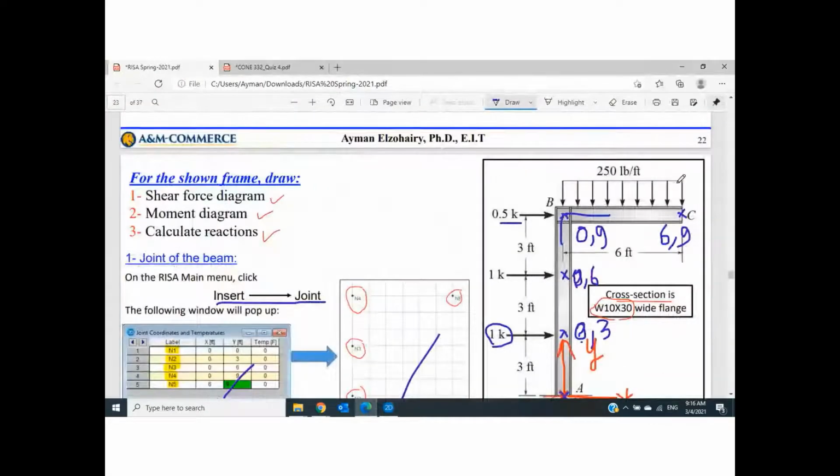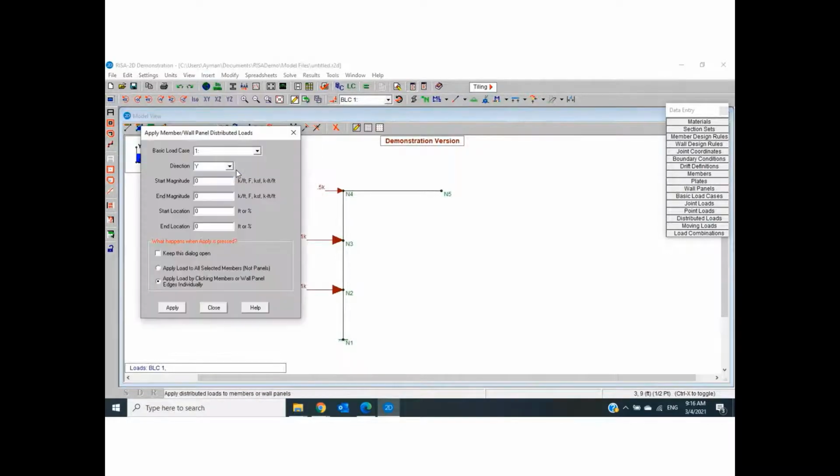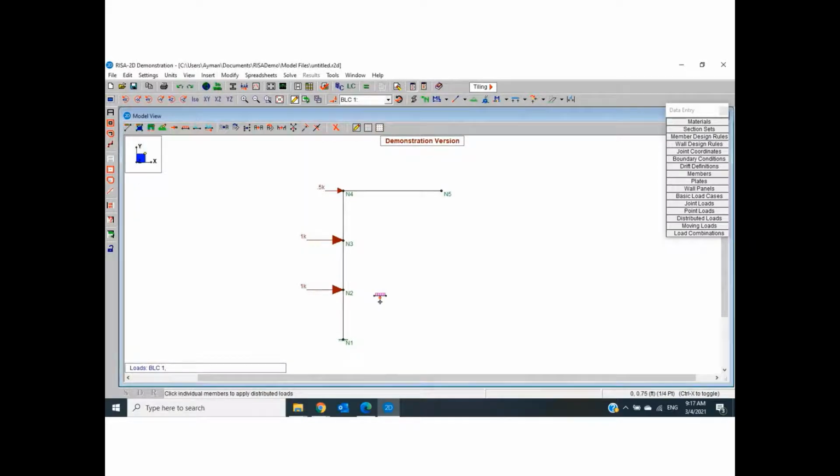The type of load here is distributed load. How much? 250 pounds, but we are talking about kip, so it will be 0.25 kip per foot. So, do you remember how we can define uniform distributed load? Insert distributed load. Your direction is Y, negative. The start value is 0.25. I'm sorry, I forgot negative. Start location 0, end location at 6 feet. Apply, just click on this member. There you go.